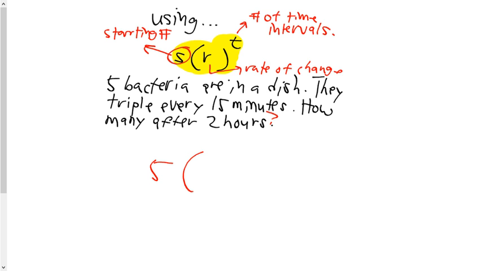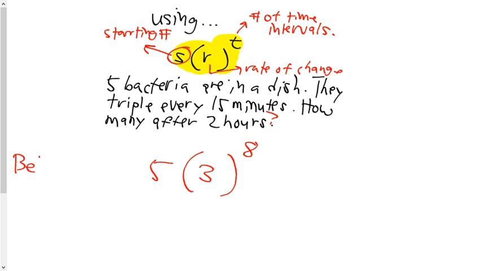multiplied by the rate of change. It triples every 15 minutes. So the rate of change is going to be tripling, which we represent with the number 3. And how many 15-minute intervals are there in 2 hours? There are 8. So our T, or our number of time intervals, will be 8. And now we have 5 times 3 to the exponent of 8.